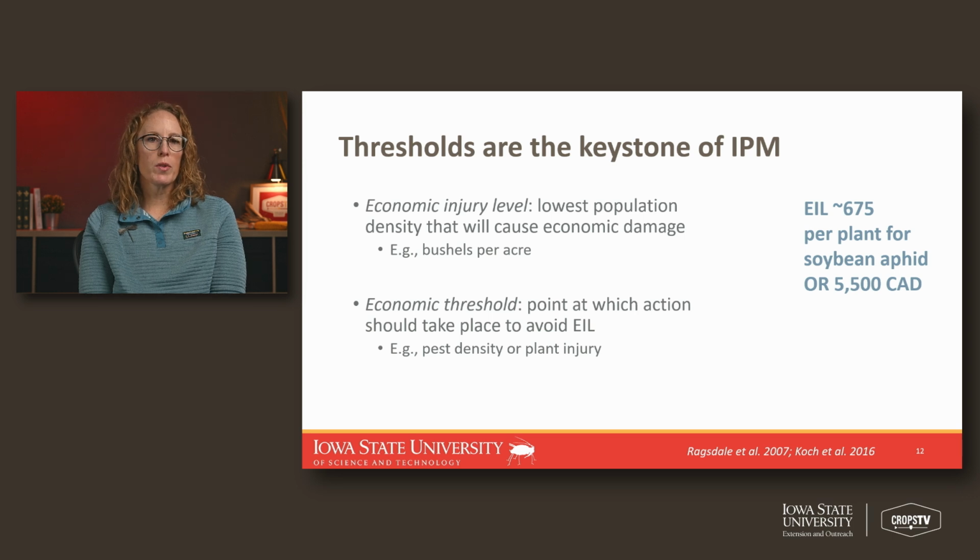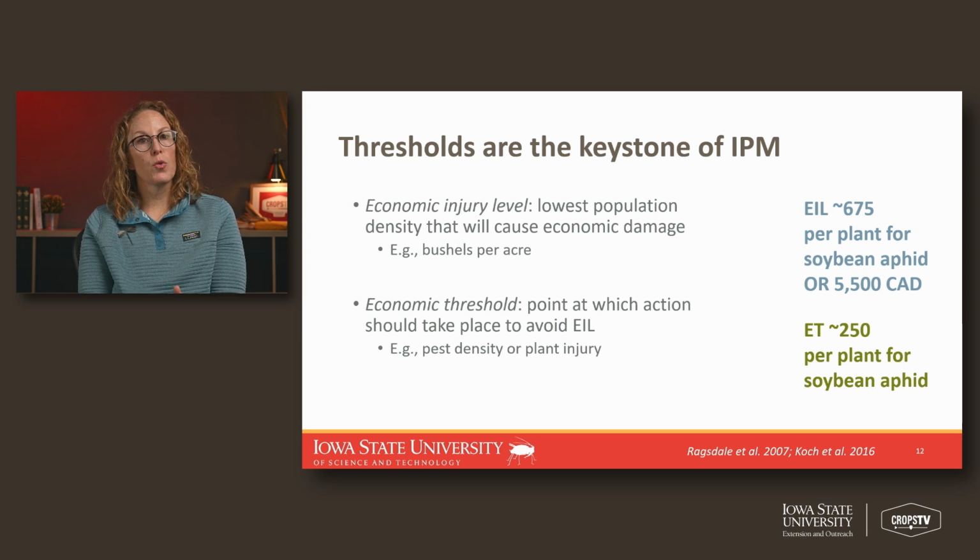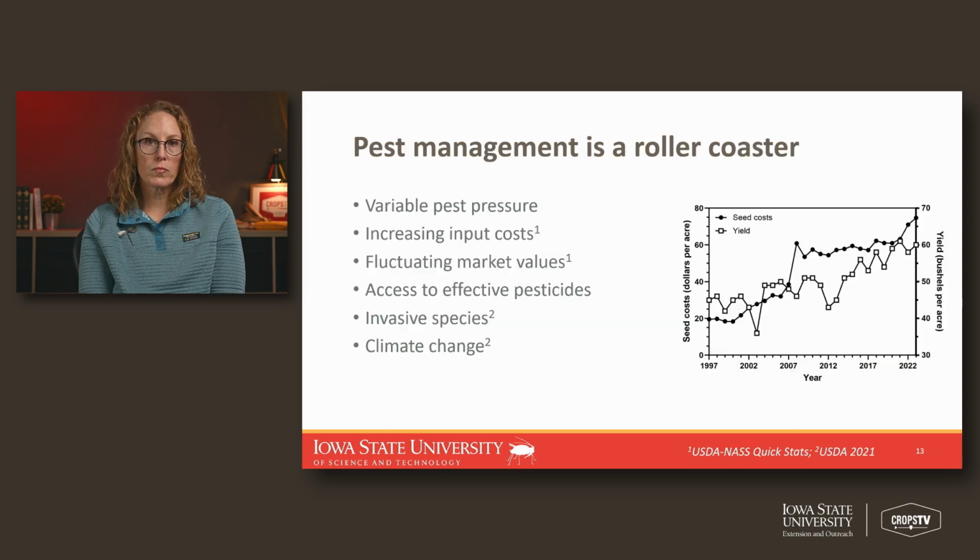And so, we also establish an economic threshold, or a point at which we want to take action with a rescue treatment. It's usually expressed as pest density or plant injury. And for soybean aphid, we would say the threshold is 250 per plant. That is a point in which most situations, if you're making a timely treatment, you're going to avoid the economic injury level and you're going to cover your control costs and hopefully make a profitable decision that day.